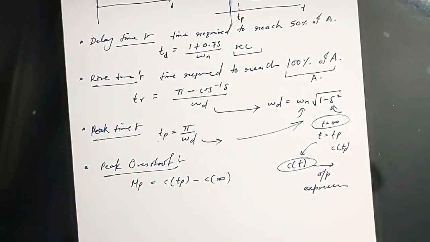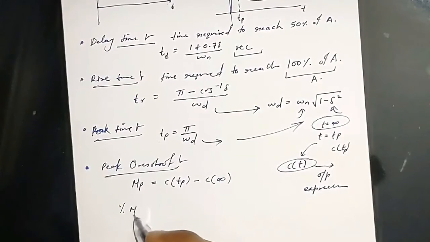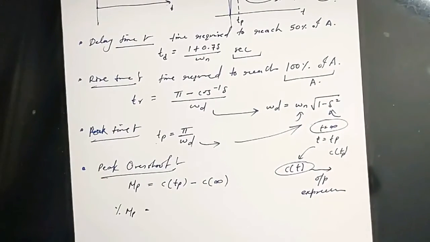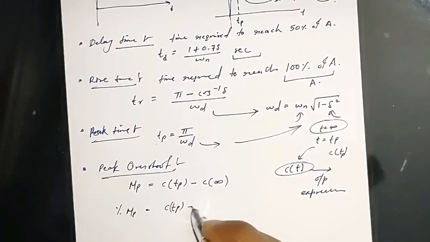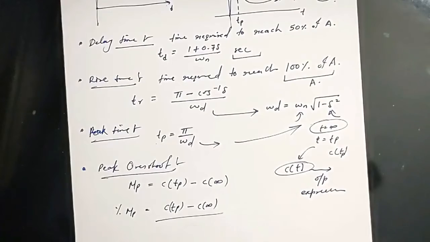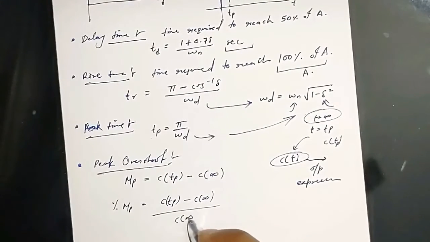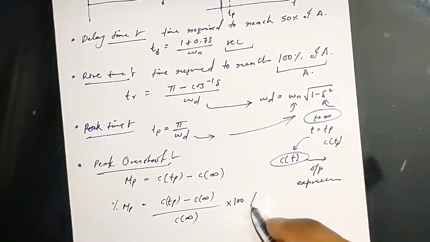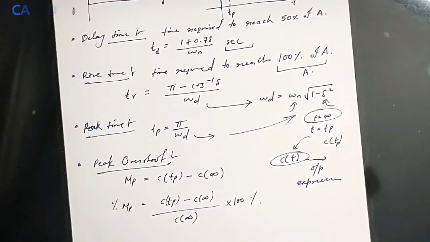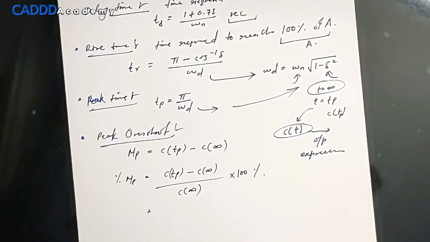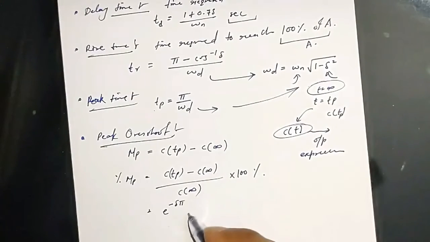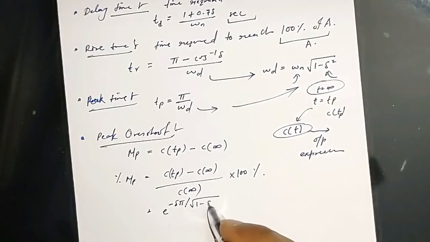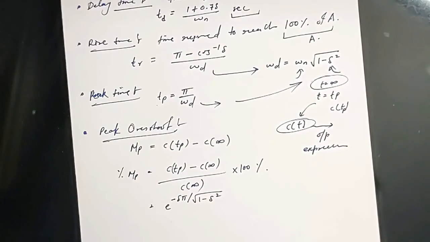Another thing is the percentage of peak overshoot, that is (C of Tp minus C of infinity) divided by C of infinity, times 100%. This can also be calculated as e to the power of minus zeta pi divided by square root of 1 minus zeta square. Okay, so this is completed.